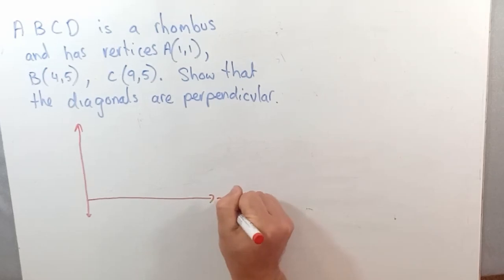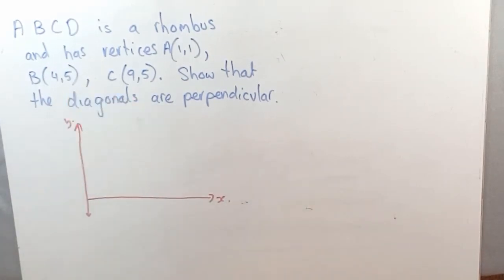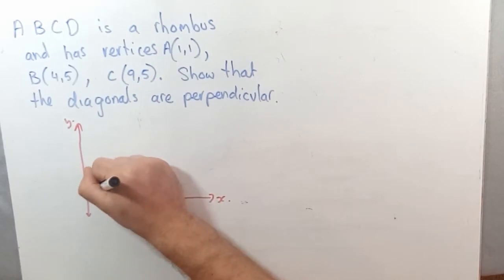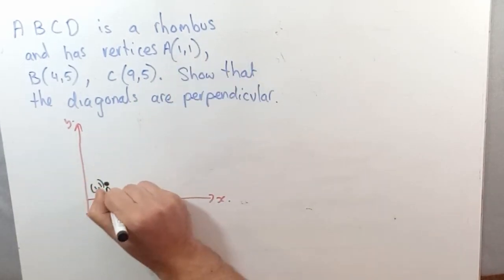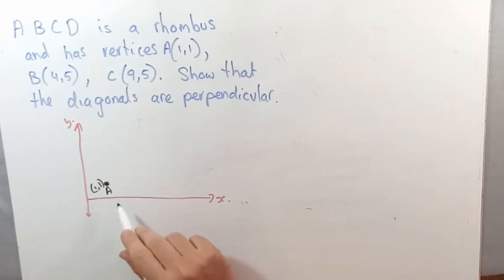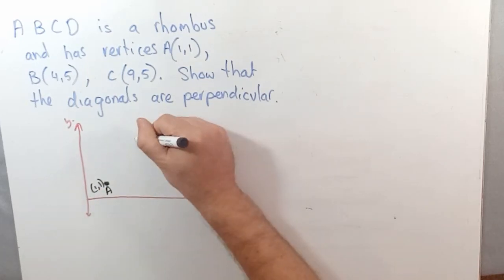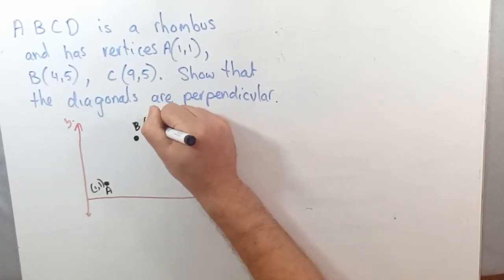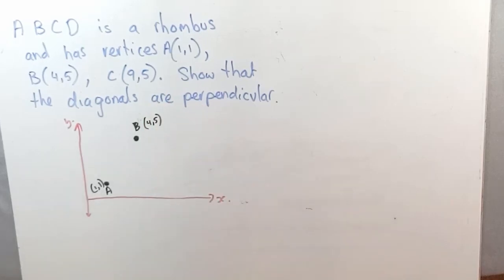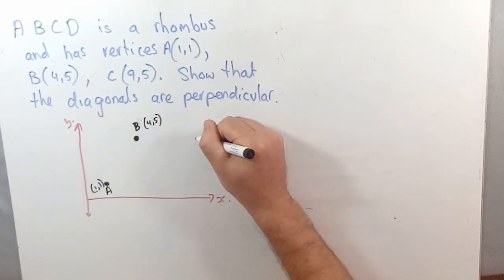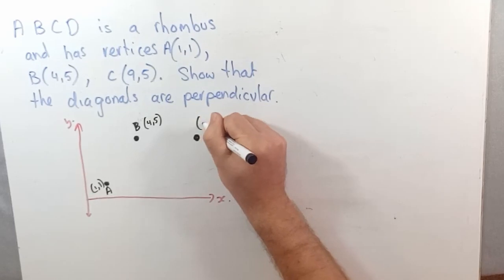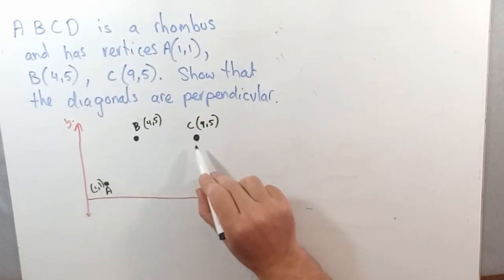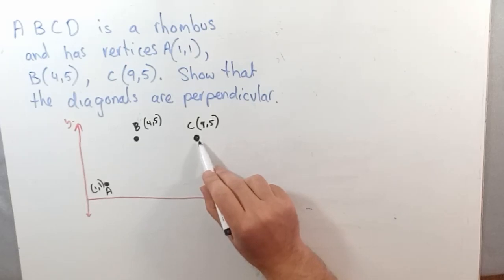vertices on the XY plane. So 1, 1. Got a point there, 1, 1. That's my point A. Point B is 4, 5. So go across 4 and up to 5. We'll go there. So this is point B. And point C is 9, 5. So at the same level, but a bit further across. 9, 5. That's C. So if it's a rhombus, where is the point D going to be?